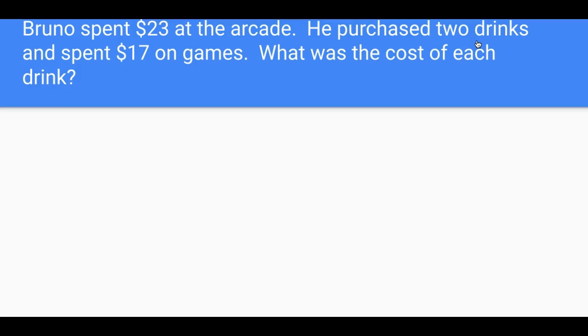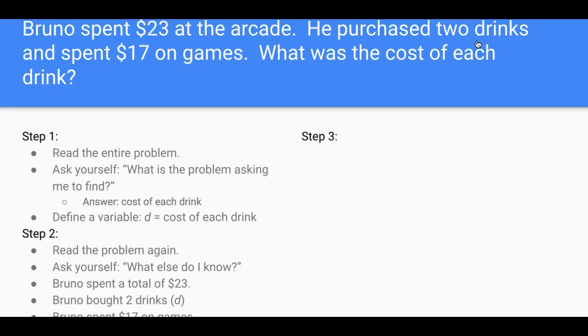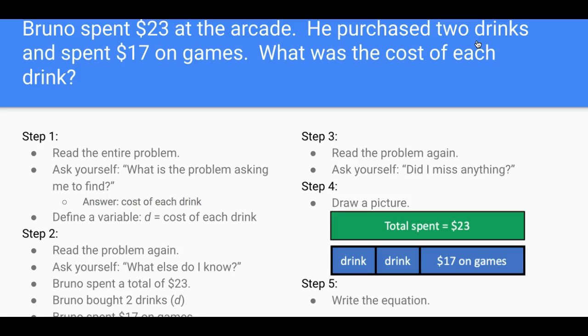So this problem says Bruno spent $23 at the arcade. He spent a total of $23. All right, he purchased 2 drinks and spent $17 on games. What is the cost for each drink? So here are the basic steps, and I'm going to have you guys jot this down.